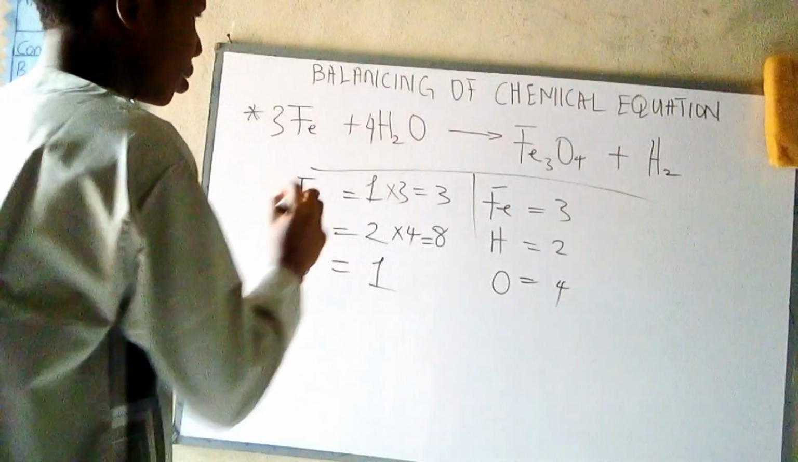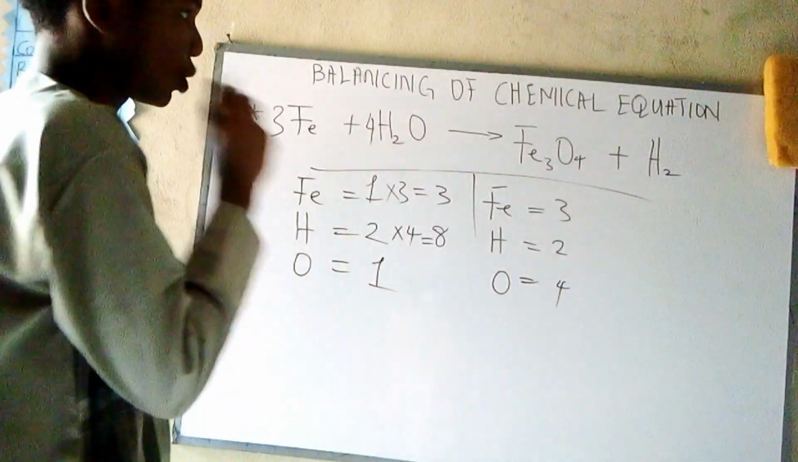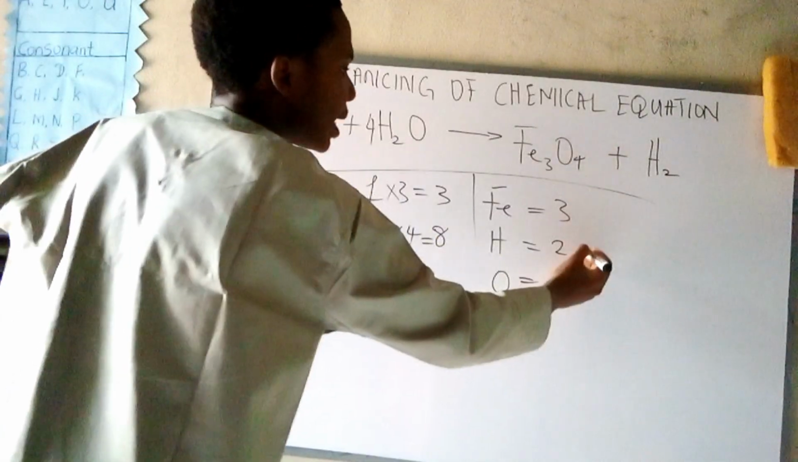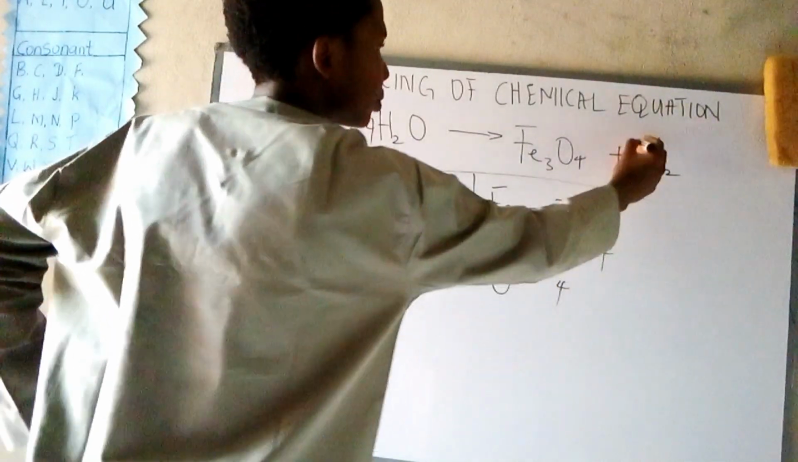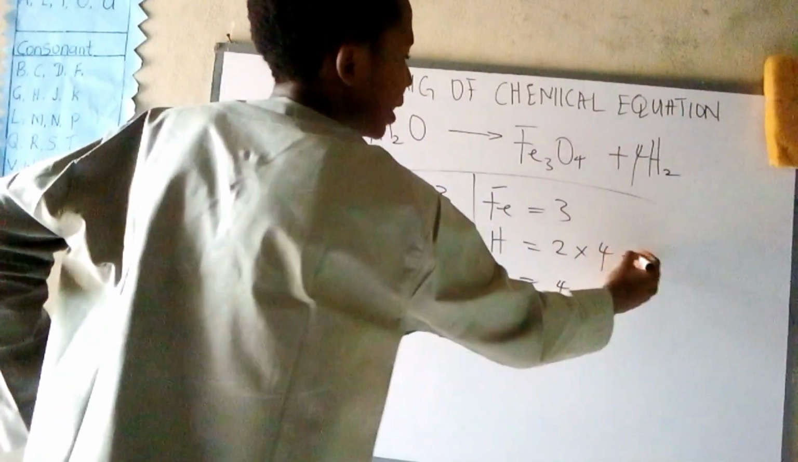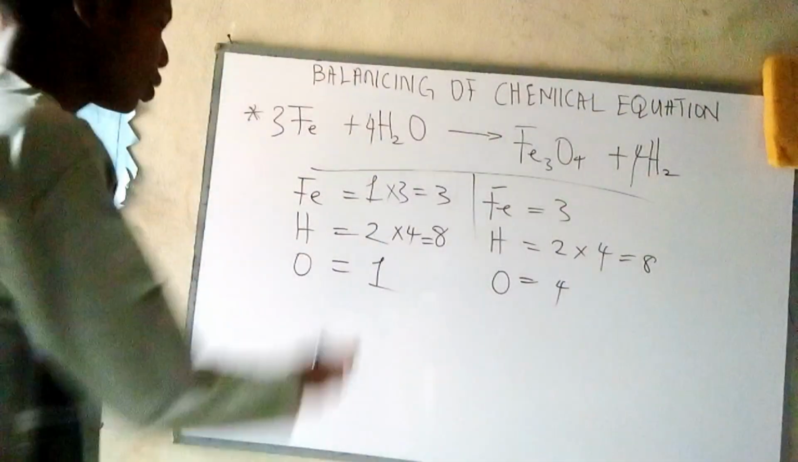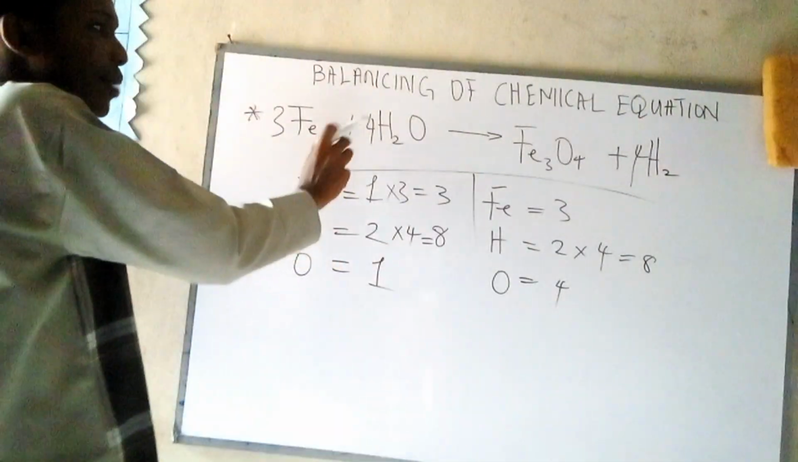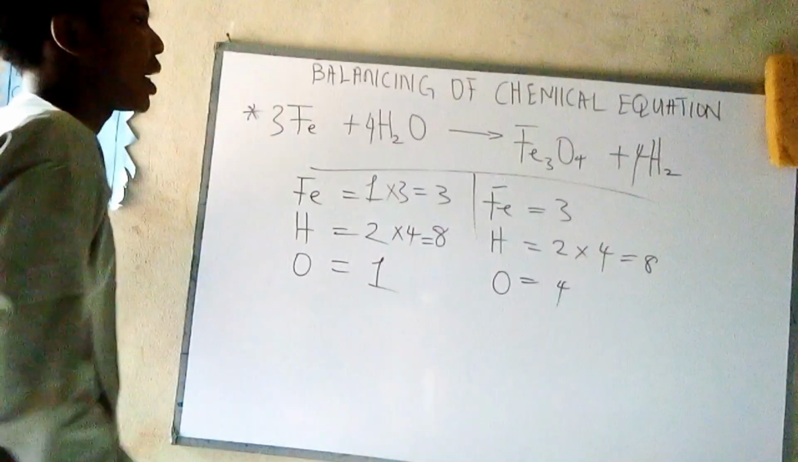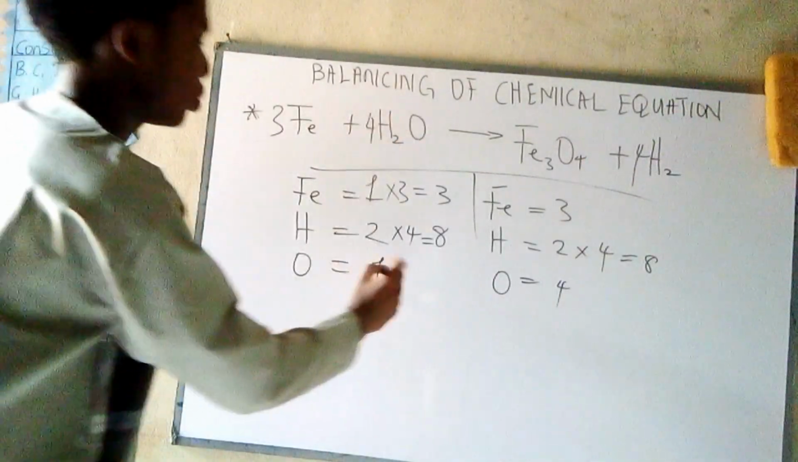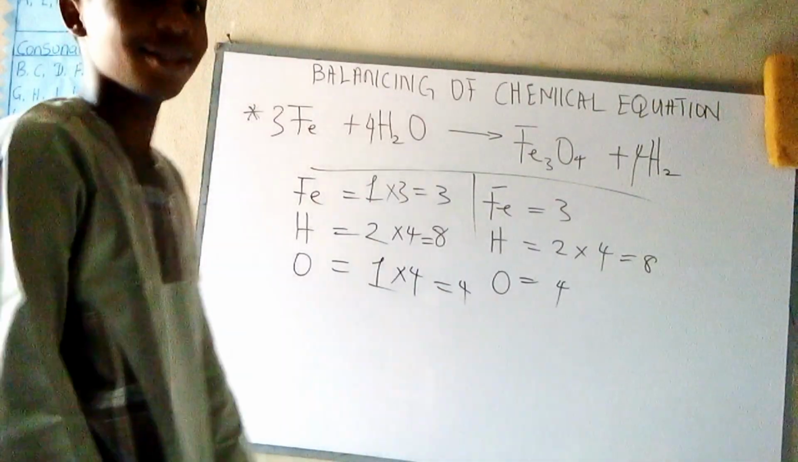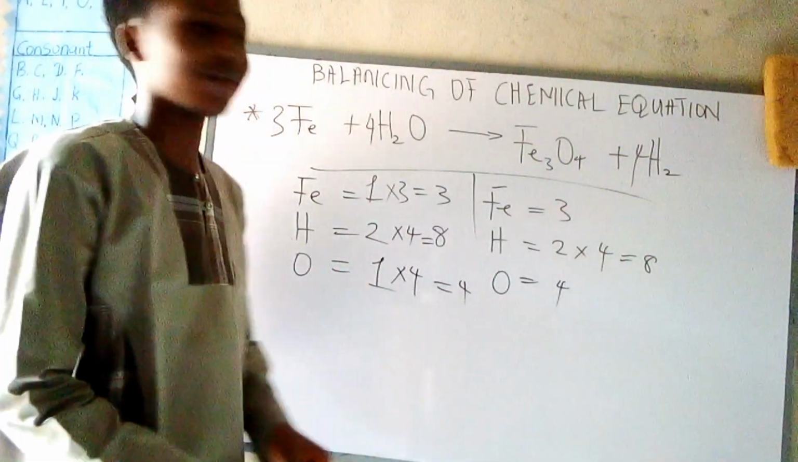Also, as we add this 4, we have to balance this side too. So we'll multiply here by 4. We'll make it 8. So next up, we have finally oxygen. Oxygen will be affected by this 4 we added, which makes here 4. My dear, we just balanced this equation.